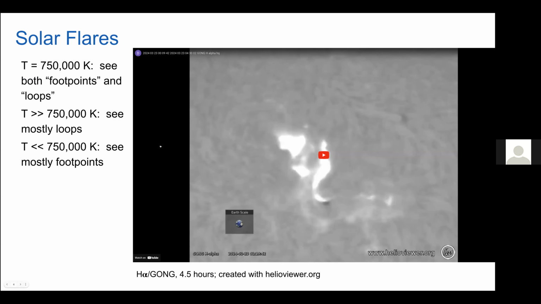These are the loops which have cooled down, and the material is actually condensing out of the loops. So it's like there's catastrophic cooling and falling down the loops, and they happen to be absorbing rather than emitting. What temperature is this? 10,000 degrees about.